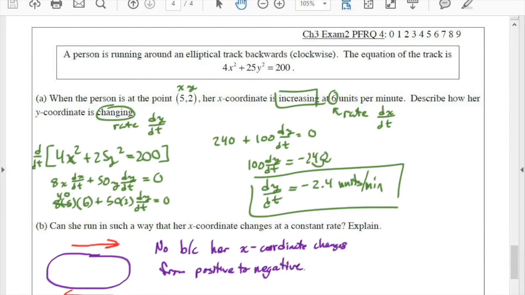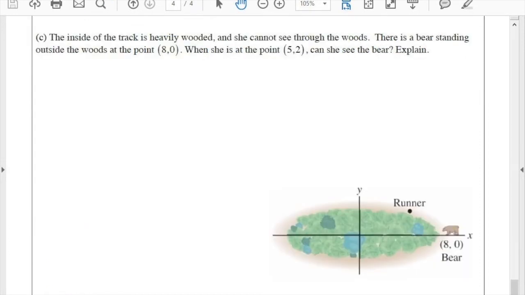All right, that's like a 1 point question, maybe 2. Probably 1. It says the inside of the track is the heavily wooded area, and she cannot see through the woods. There is a bear standing on the outside at point 80. And we got a little illustration right here to help us with this explanation. When she is at the point 5, 2, can she see the bear? Explain.